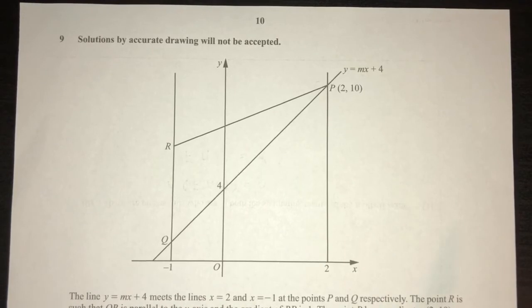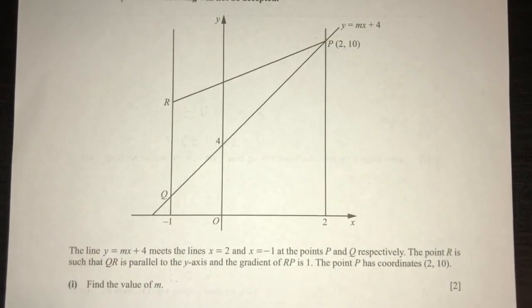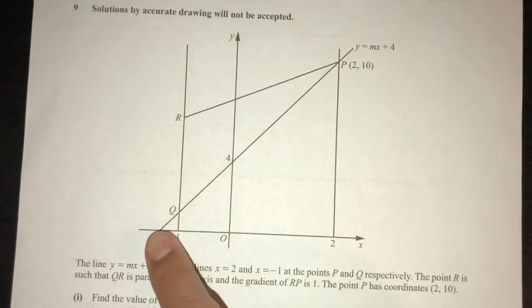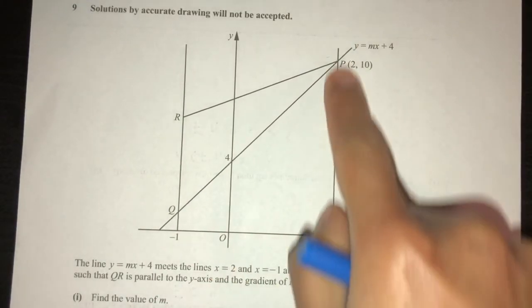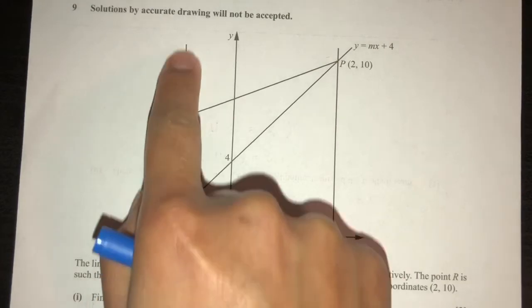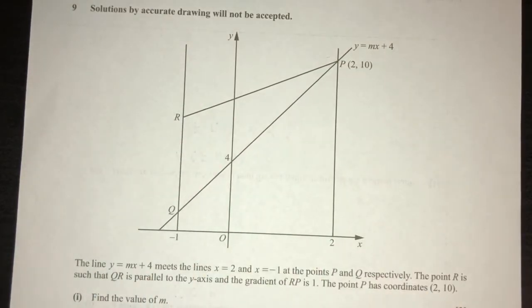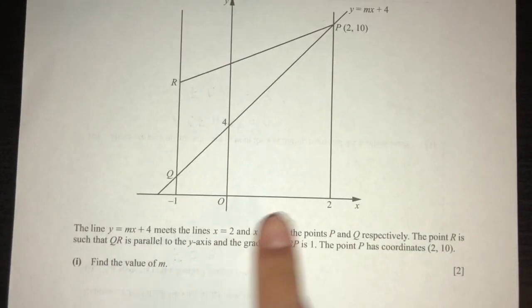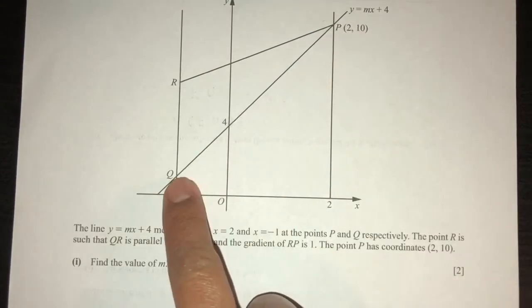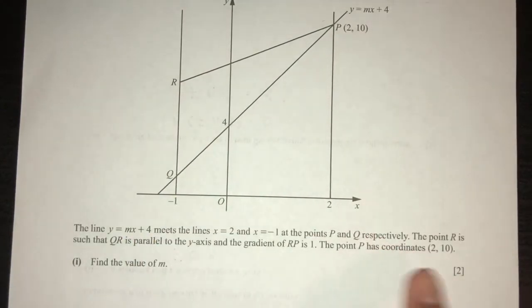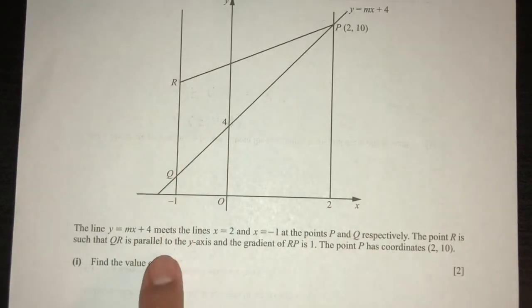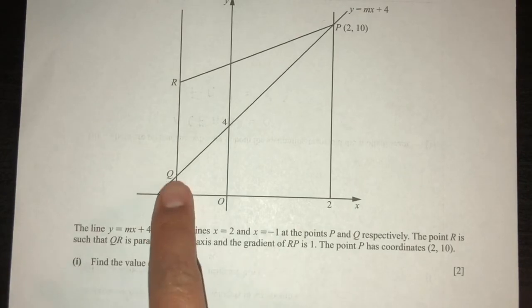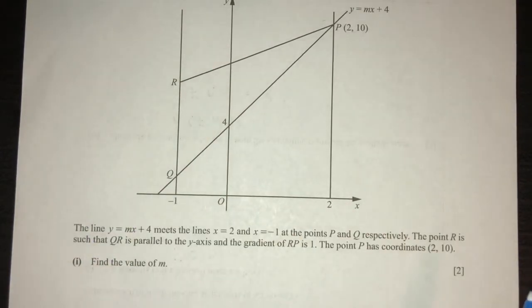So here we have a line y equal to mx plus 4. It meets the lines x equal to 2 and x equal to minus 1 at the points P and Q. The point R is such that QR is parallel to the y-axis.